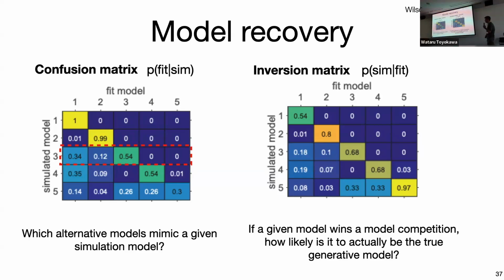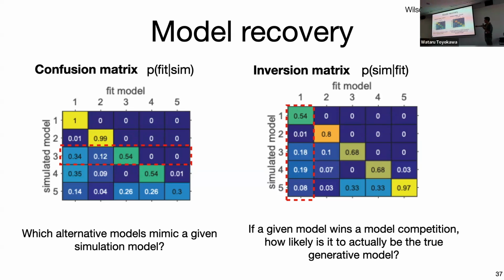Now, what is maybe more informative is what's known as the inversion matrix. We're simply inverting this term using Bayes' rule, assuming some sort of prior over the simulated models. Here we interpret this along the columns, and this tells us that, given that a single model wins the model competition, like in our experiment, how likely is it to actually be the true generative model? This accounts for the model mimicry here.